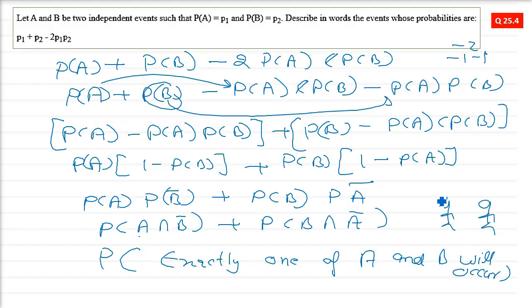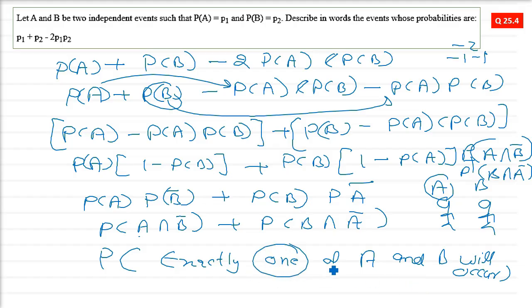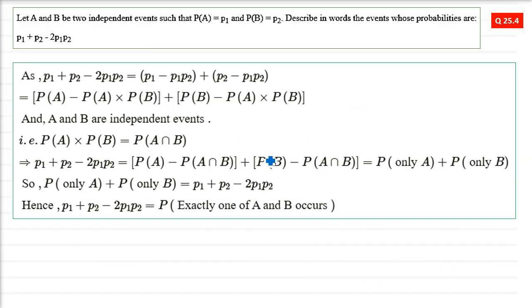Alright. In the previous example, we have seen there are two kids. When A comes, B will not come, and when B comes, A will not come. Same thing here. Exactly one of A and B will occur. A will come, B will not come, B will come, A will not come. You combine them. This is the word description of the probability P1 plus P2 minus twice P1 P2. So this is the way you are going to do it.